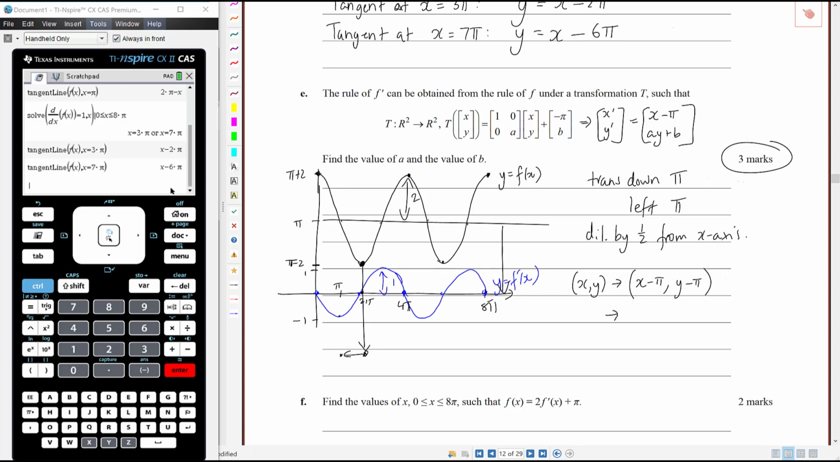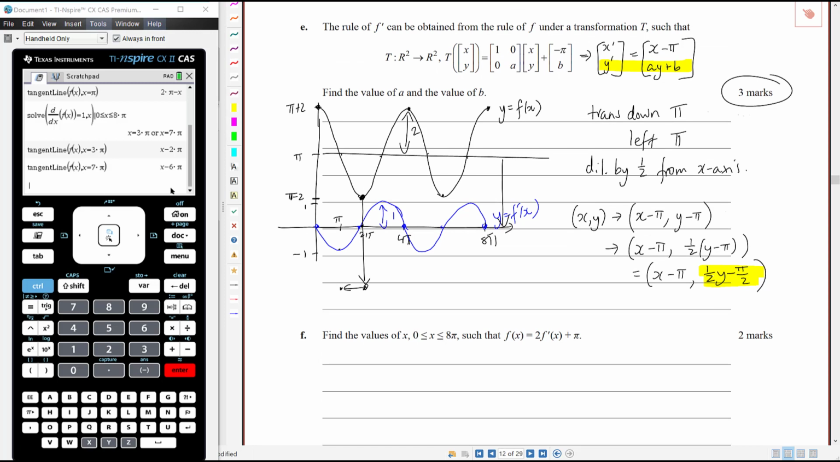And then if you dilate it by half from the x-axis, you halve its y-coordinate, so you halve all of that. Okay, so it's x minus pi times half of y minus pi, which means that this is x minus pi times half of y minus pi on 2. So thinking about our y dash equals ay plus b, well this is y dash, so a is a half, we had that right, but b isn't negative pi, b is negative pi on 2, and that's because it has to happen before you then dilate by half.